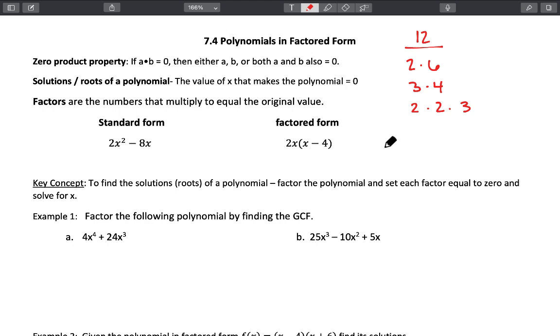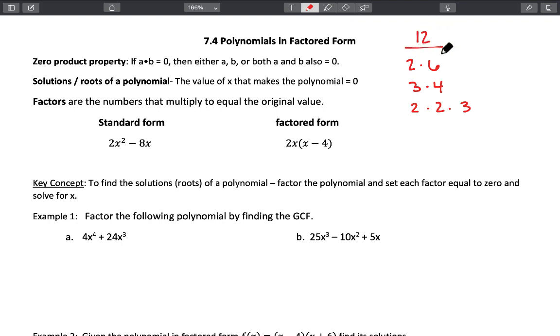Chapter 7.4. In the next several sections of Chapter 7, we are going to look at factoring polynomials, which is a major concept in algebra, Algebra 2, and Math Beyond. Today we're going to take a specific look at what factored form of a polynomial is and what its importance is. So before we jump in, let's take a look at a whole number like the number 12.